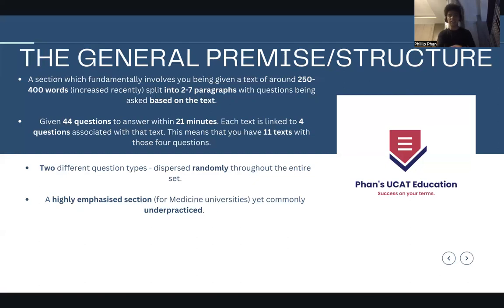Also, this is a very highly emphasized section for medicine universities, but it's very commonly under-practiced. People seem to underestimate the difficulty of verbal reasoning, and they don't practice as much. And even if they estimate it right, they think that they can study in a 1 to 1 to 1 to 1 to 1 ratio across all 5 sections, which is wrong. You need to practice more for verbal reasoning, and I'll explain why later.